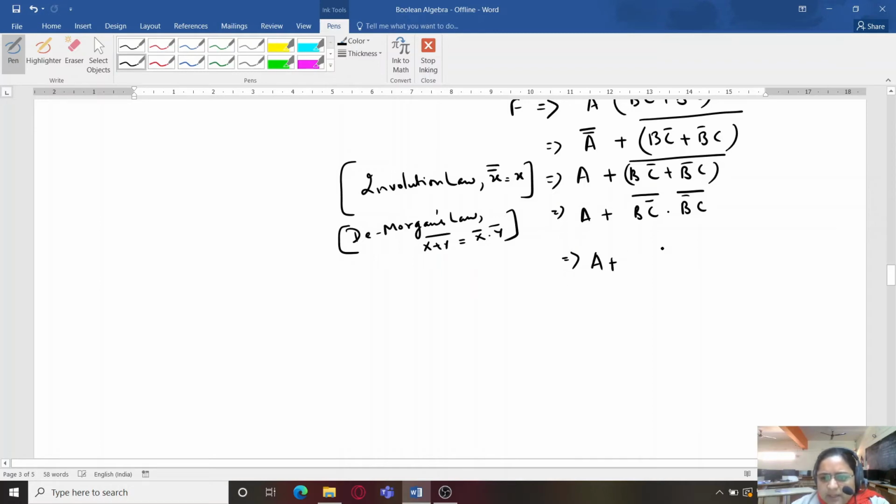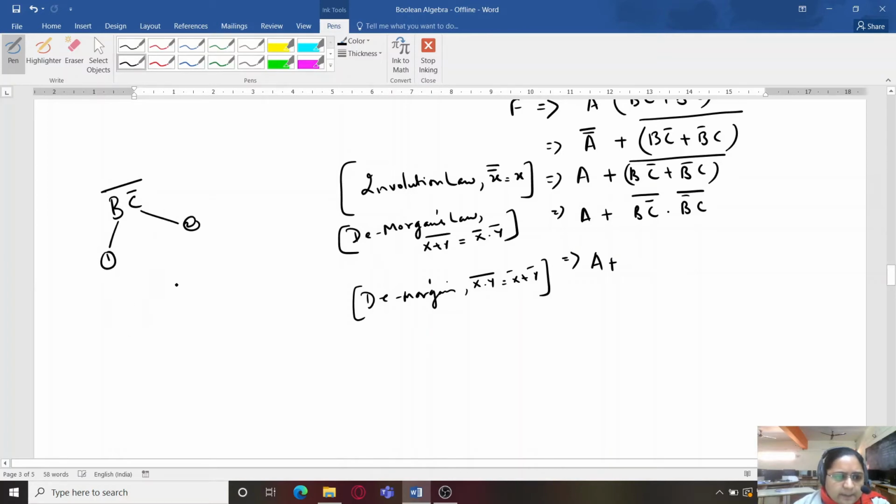Now a plus, here also again we are going to open this using De Morgan's law, and this time it's going to be the other one, that is x dot y whole complement equals x complement plus y complement, because now inside you have b c complement and its whole complement, where this is the first expression, this is the second. So we will be writing it like this.